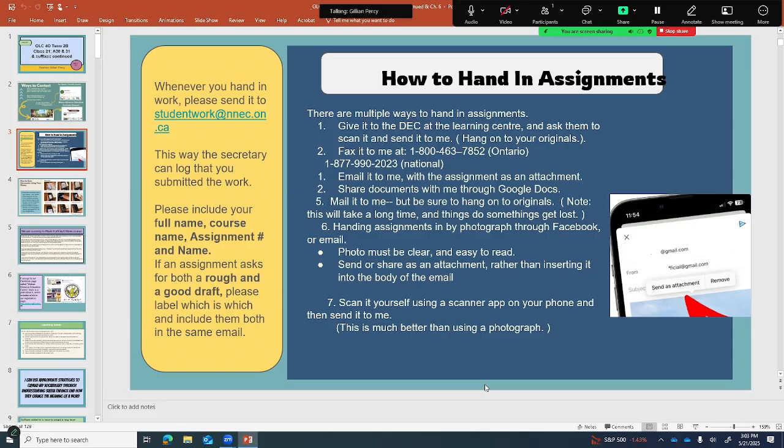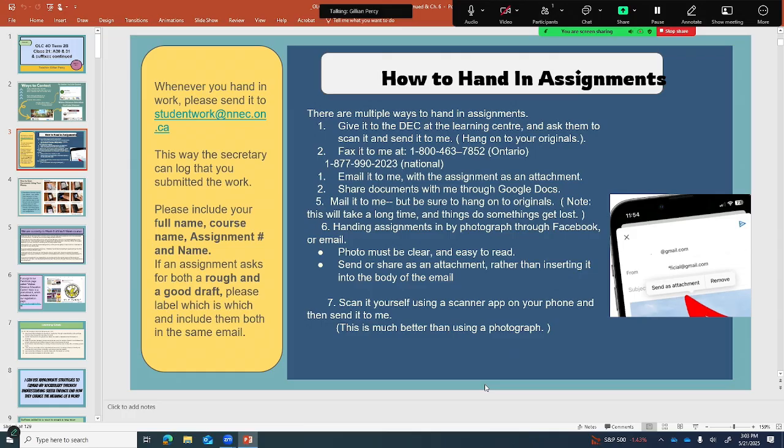If you're just taking it on your phone and then sharing it with me, make sure to send it as an attachment rather than as the actual body of the email. When it comes as the body, it opens up in a really strange size and I have to really play around with it to get it back down to the regular size.